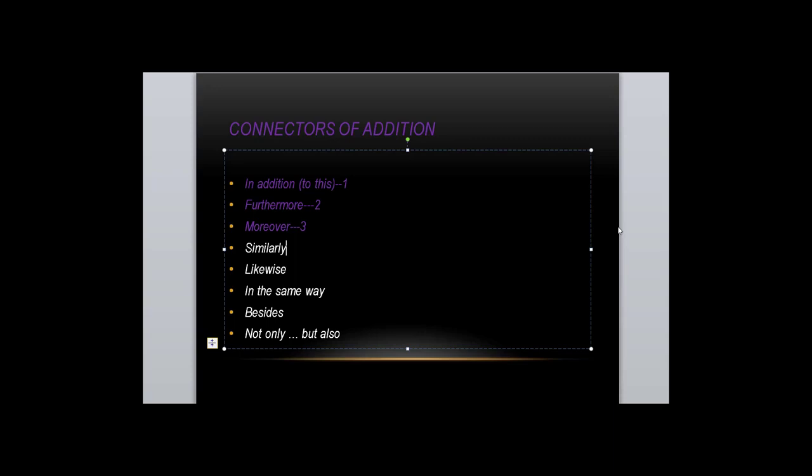For example, Mr. Hassan has a car. In addition to this, he owns a lovely house. Furthermore, he has recently bought a jet plane. Moreover, next month he's going to buy an island in the Atlantic Ocean or somewhere else. So with one thing, if you want to add another thing, you will use in addition. With two things, if you want to add another thing, you need to use furthermore. With all things, if you want to add one more thing, you need to use moreover.